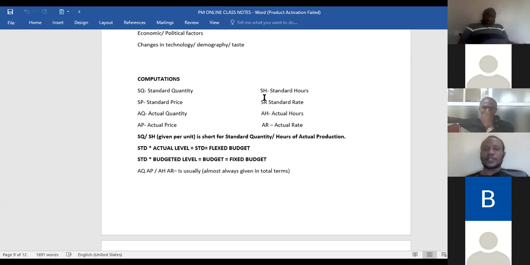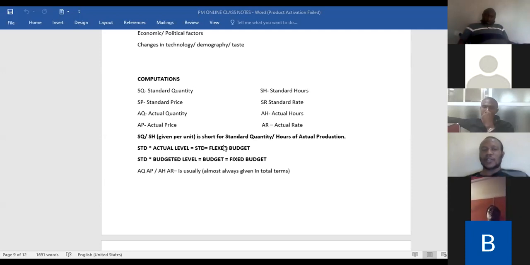And then went on to say that standard hour or standard quantity, which is given per unit, is short for standard quantity of actual production or standard hours of actual production. And I said, as we go through, you will be able to understand by the actual production what you have in your flexed budget. However, the standard multiplied by the budget will give you what you have in your fixed budget. So this is another point that can be examined one way or another, either in computation or discursive.